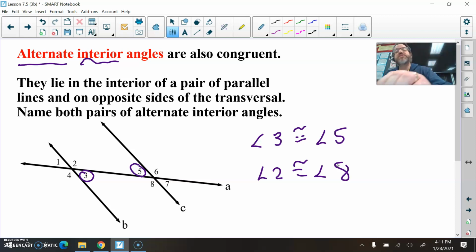Sometimes people will ask, is there such a thing as alternate exterior angles? Yes, that is a thing also. We don't talk about them as much. But if you want alternate exterior angles, they would be exterior because they're outside of the parallel lines. Angle 1 and angle 7 are alternate exterior. Angle 4 and angle 6 are alternate, meaning they're on opposite sides of that transversal. Exterior, meaning they're outside of the parallel lines. They are congruent as well. 4 and 6 look the same measurement, and they are. They're alternate exterior angles. But usually we just talk about alternate interior angles.